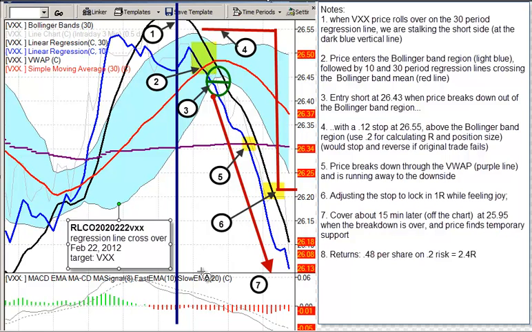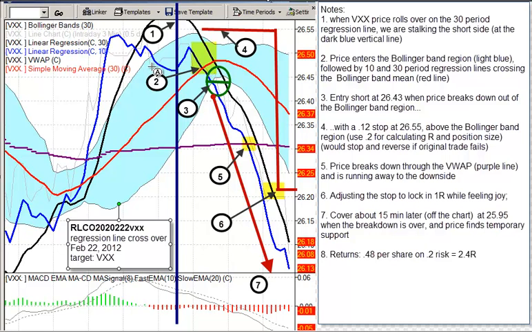Good evening. This is Ken Long from Tortoise Capital Management with a review of a case study in the regression line crossover strategy, or the RLCO, regression line crossover, for February 22nd, 2012, and our target is the VIX.